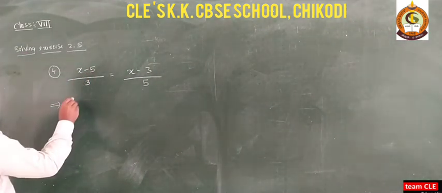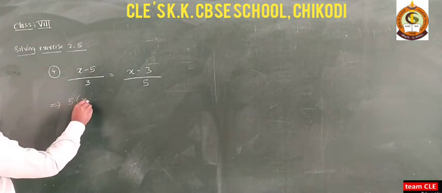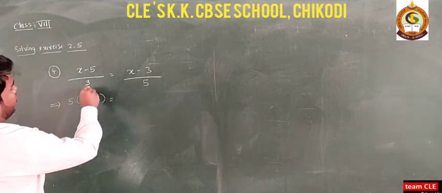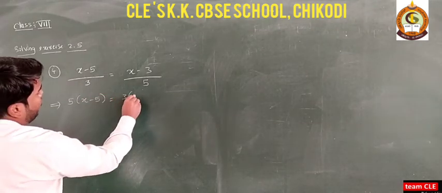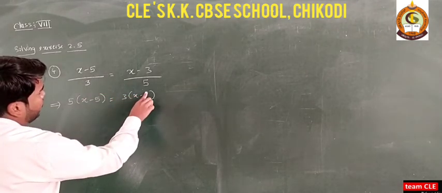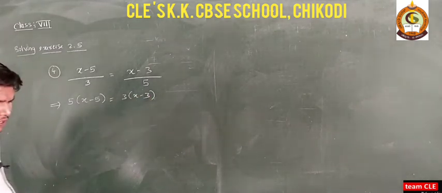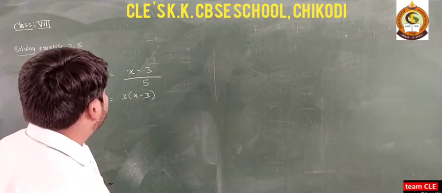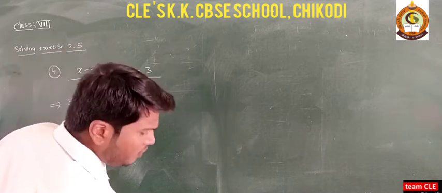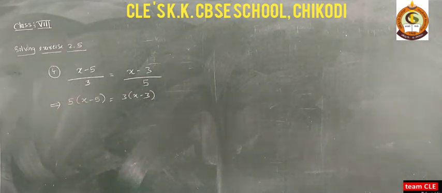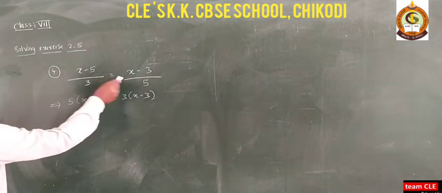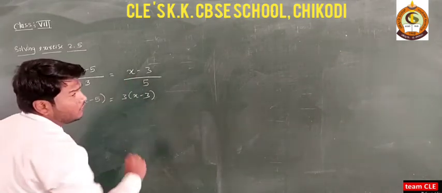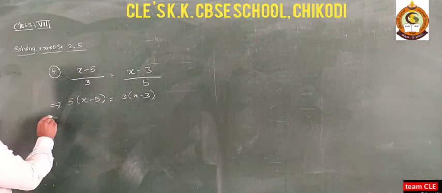So 5 you take in the numerator, that is 5 into x minus 5. Similarly 3 you take to this side, that is 3 into x minus 3. See the question, the question is correct. x minus 5 by 3 is equal to x minus 3 whole divided by 5. Okay dear students, so 5 you multiply in this numerator, 3 you multiply in this numerator, and now you multiply inside the bracket.